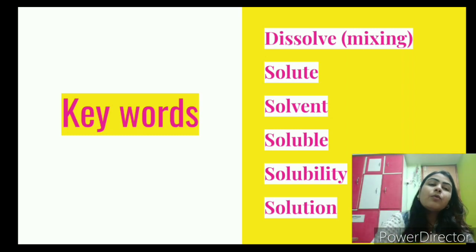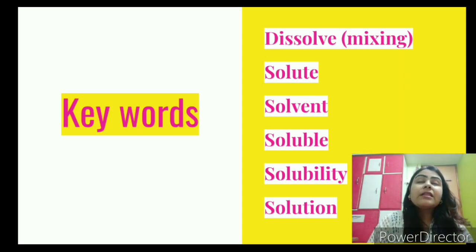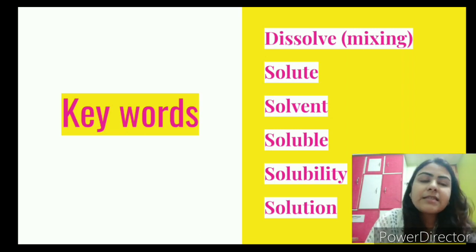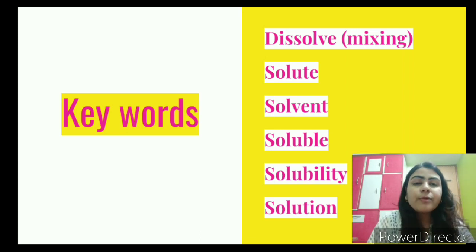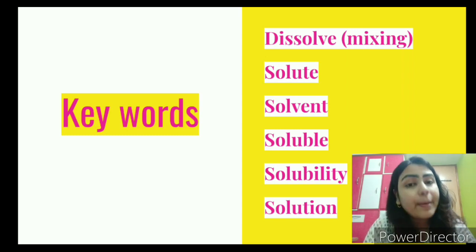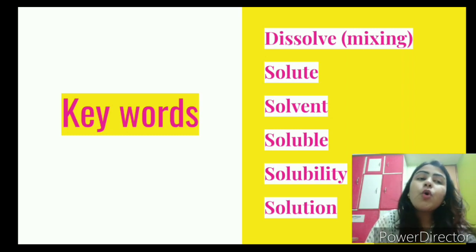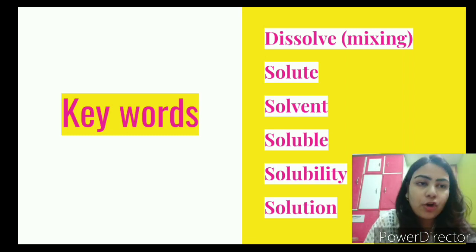Now, what is solubility? Solubility is how fast any substance can mix. Let's say that way. Solubility is basically the capacity of a substance to get soluble, that is, to mix. Solubility is the capacity of any solute to dissolve in any solvent.